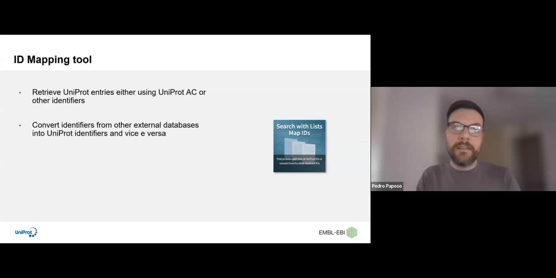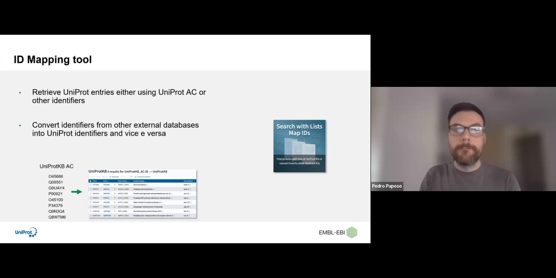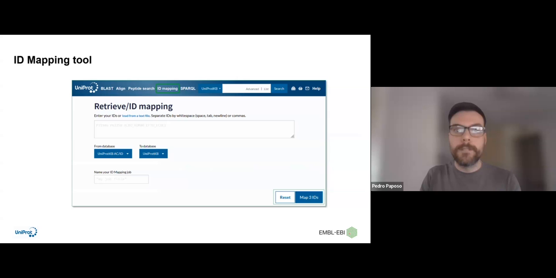So finally, the ID mapping tool is a tool that allows you to get proteins by using a set of UniProt identifiers or other identifiers as well. So this is a very useful tool. So you can paste your collection of IDs in this first field.